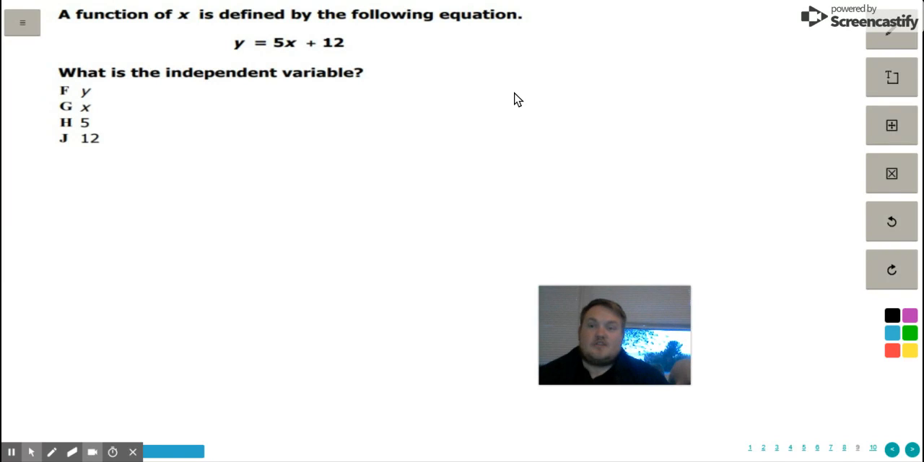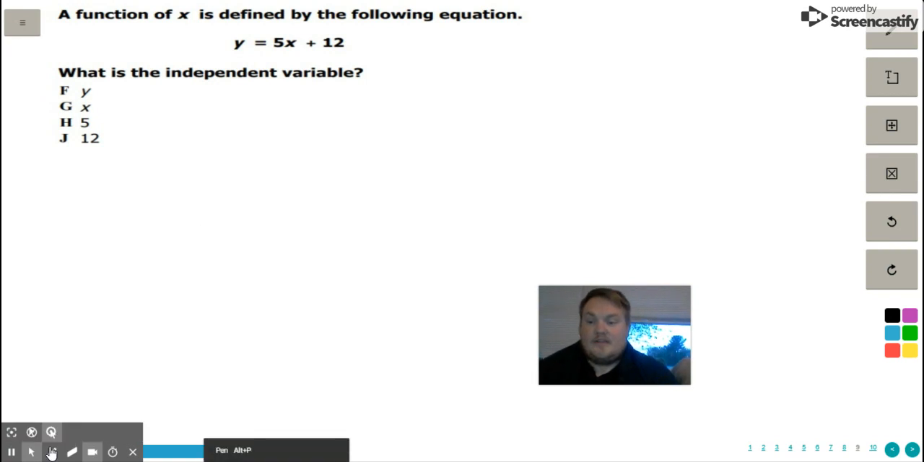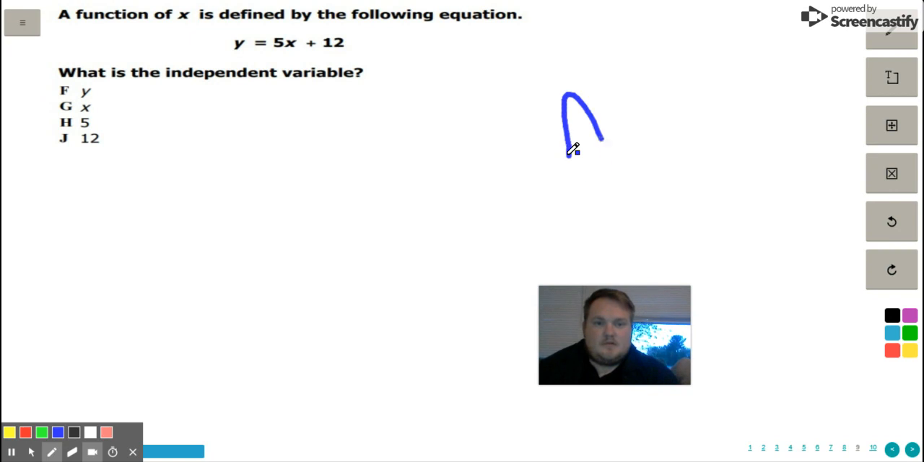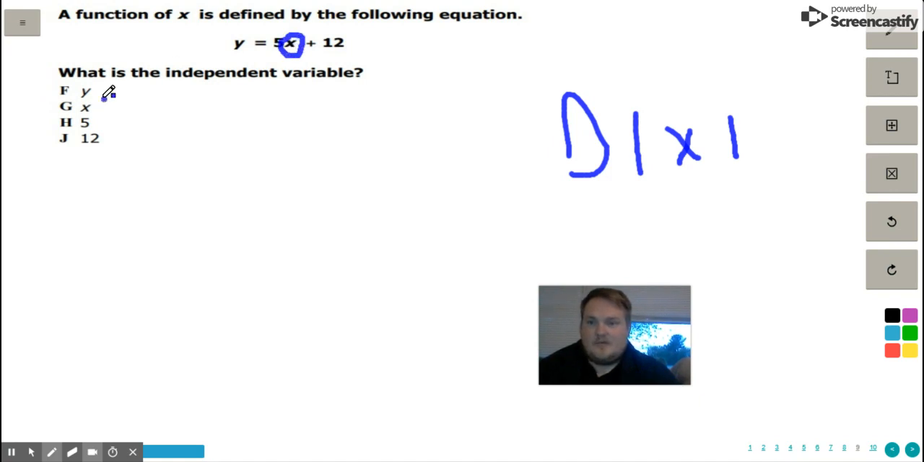Our last question, a function of x is defined by the following equation. Y equals 5x plus 12. And what is the independent variable? And so we're going to be looking for the x, because remember, Dixie stands for domain, input, x, independent. It's really that simple. X is your independent variable.